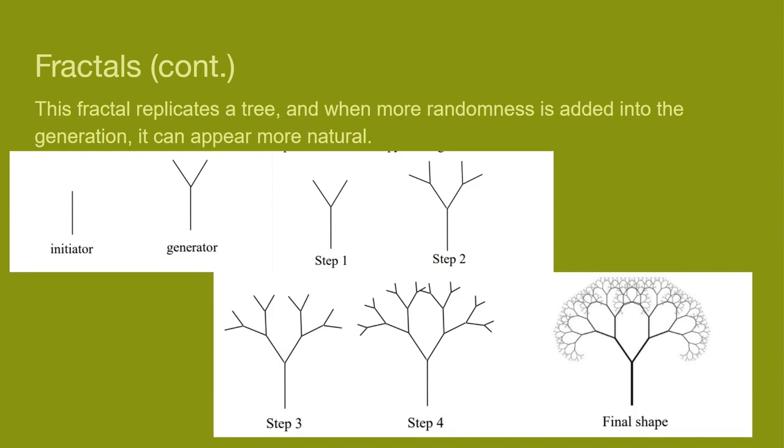Here's another example. This fractal replicates a tree, and your initiator is just a line segment, with your generator being a Y. As you can see, for each iteration, we add on one of these Ys, or this generator, to the end of each generator before it. And as you can see by our final shape, it looks a lot like a tree. Now, it kind of is really symmetrical, and that's where randomness can come in. For example, you can decide to skip some generations here or there so that it looks more random and looks more natural, like you would see with a real life tree.